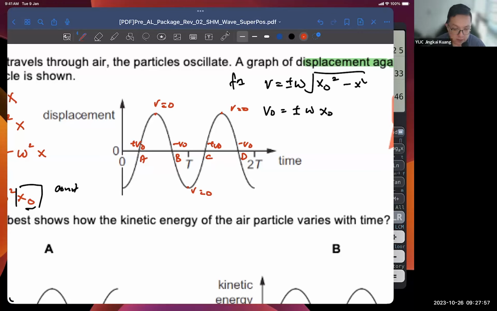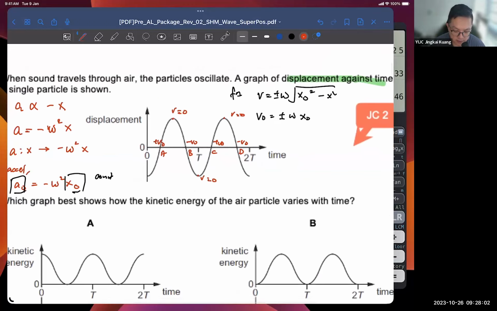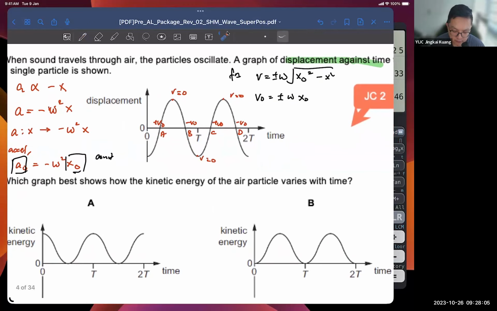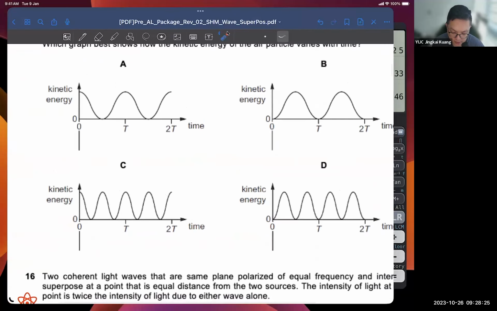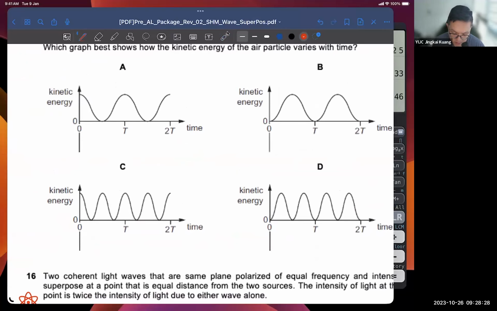Since we're finding KE, the direction doesn't matter. Within a time frame of 1 period, I will have 3 points at 0 velocity and 2 points with maximum velocity. Since I start off at the amplitude, my V is 0, so I can eliminate the graphs that are not 0 KE at the start. So I can eliminate A and C, because A and C start from non-zero values.